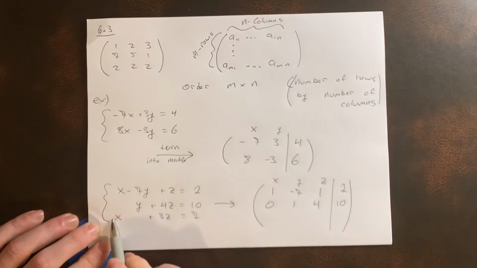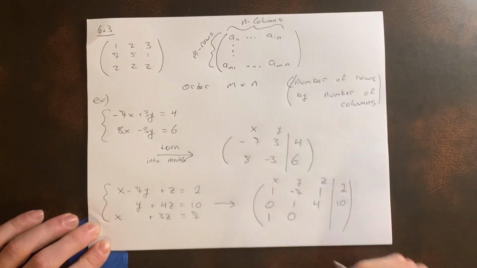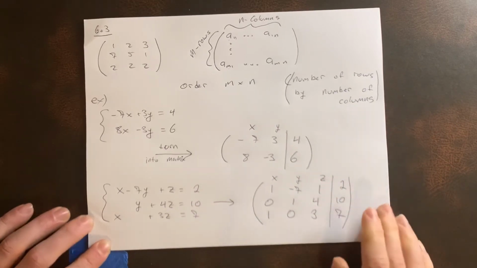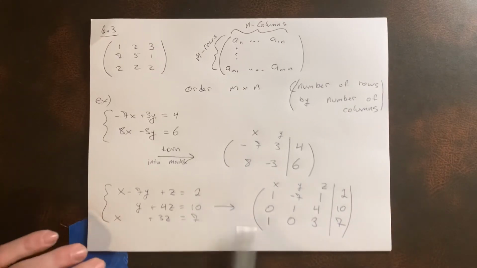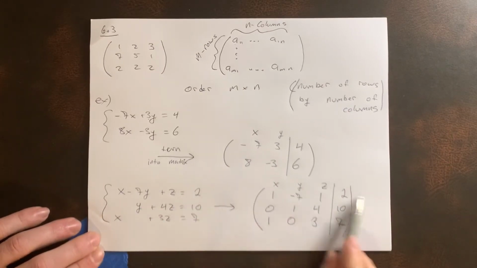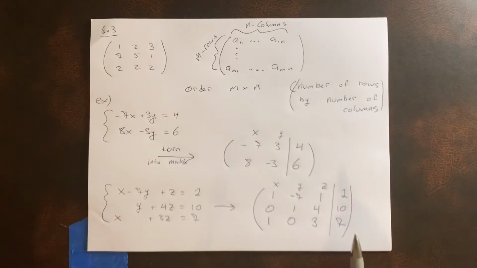This bottom one, we have a 1 in front of our x. We don't have a y, so we're going to put a 0 there. And we have a 3 in front of our z. And then it equals 7. So again, same thing. As far as just turning a system into a matrix, all you do is just write the numbers from left to right into this matrix over here.